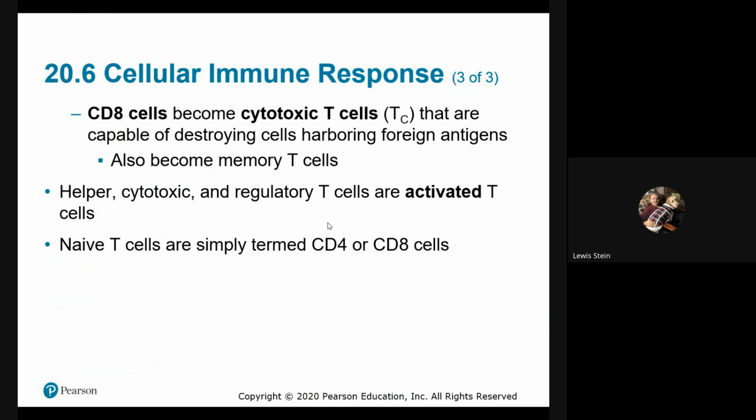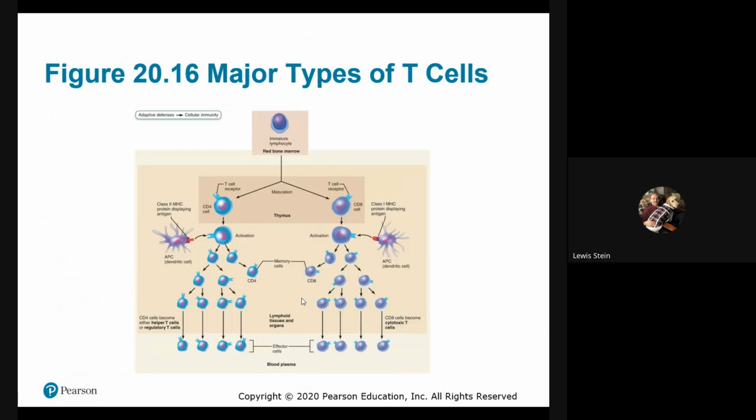So when they're non-activated, we call them CD4s and CD8s. Once they're activated, now we have different names for them. As you can see, naive meaning unactivated. Doesn't mean they're incompetent. Naive means they haven't been put on the path of usage yet. And this is the whole idea.